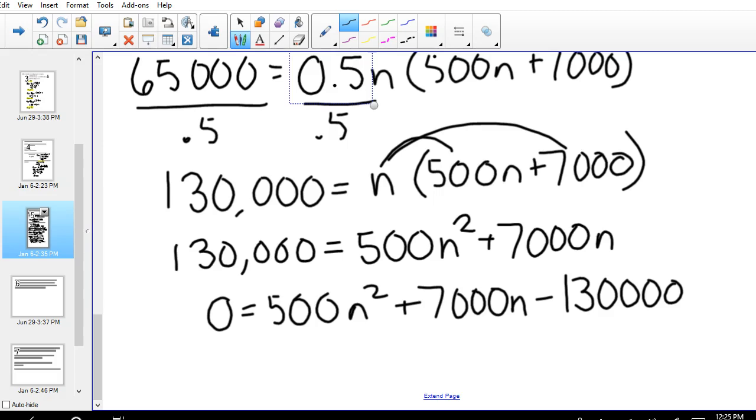Now, I could try to factor this or do the quadratic formula as it is right now, but I feel like everything's going to divide by 500.